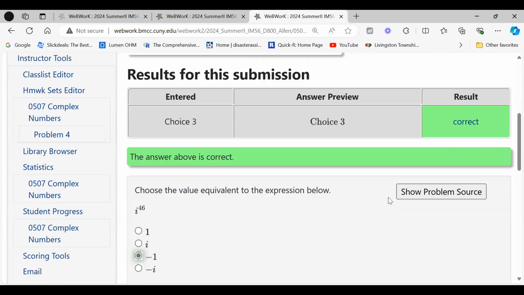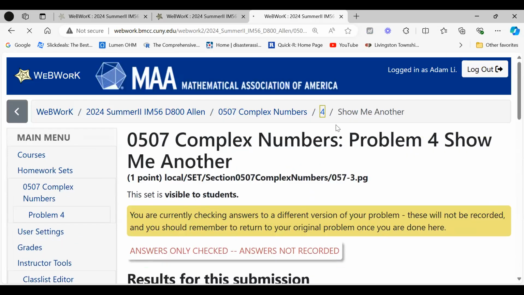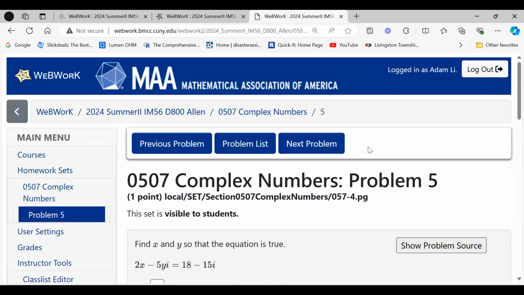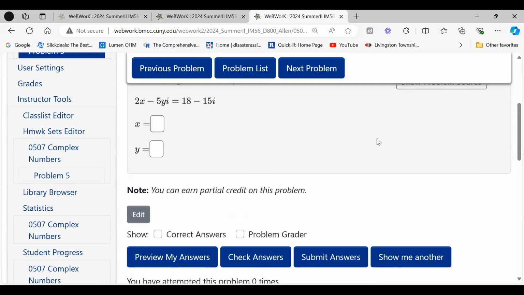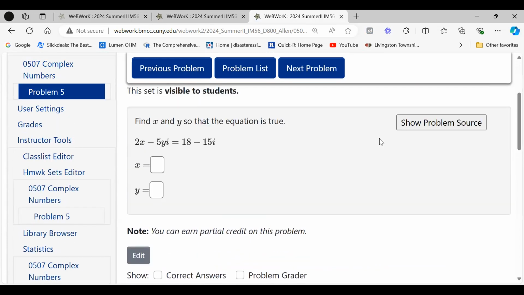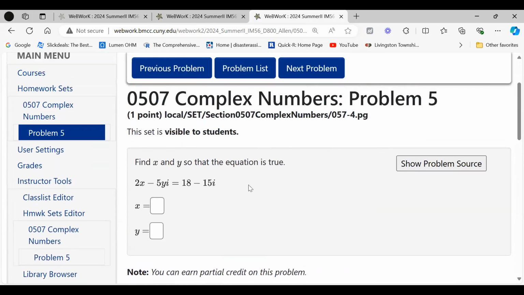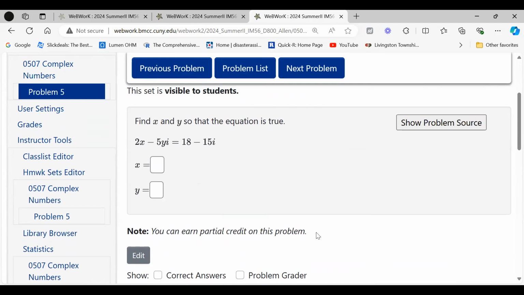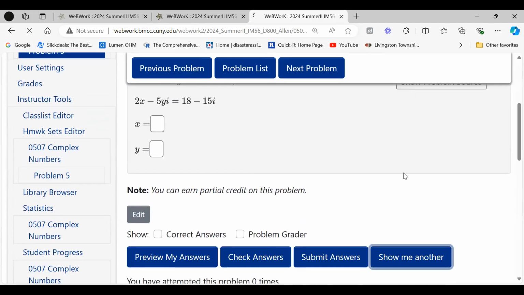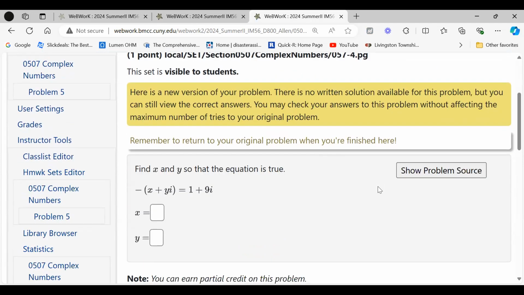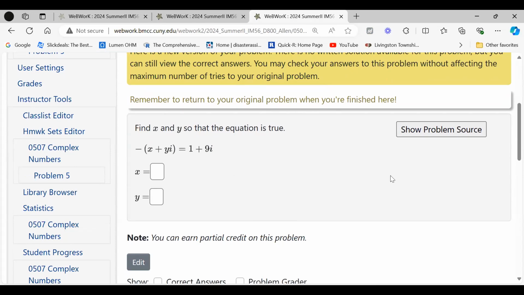And let's see, next. Yeah, so this one we're gonna deal with a complex equation, right? Okay, so let's do it. Let's see. So you have an equation here, so we're just equating both to one another.